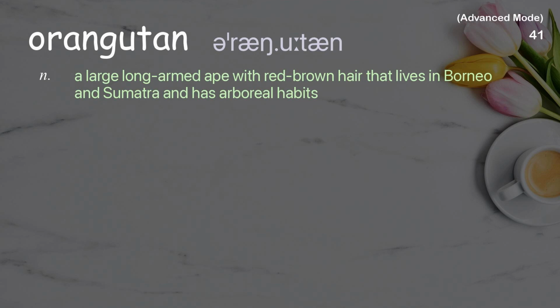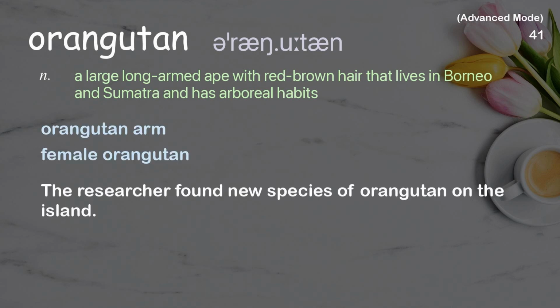Orangutan. A large long-armed ape with red-brown hair that lives in Borneo and Sumatra and has arboreal habits. Examples: Orangutan arm, female orangutan. The researcher found new species of orangutan on the island.